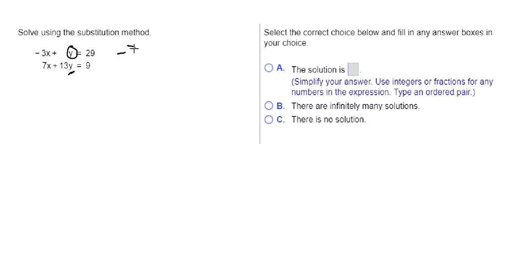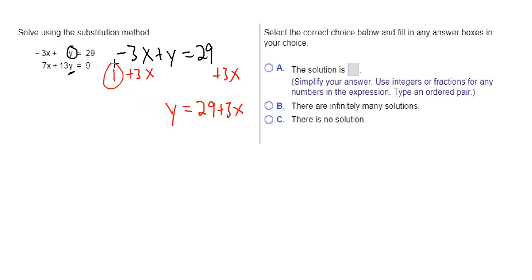So we'll take the top equation, negative 3x plus y equals 29. We're going to solve it for y by adding the 3x to the other side. And so we get y equals 29 plus 3x. All right, so this is step 1. Solve one of the equations for one of the variables. So you get to make that choice, but make that choice to make things as easy as possible on you going forward.